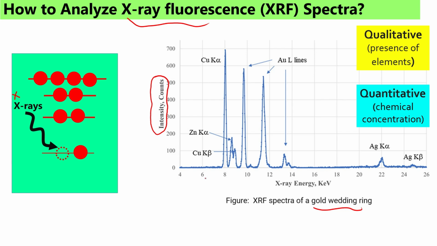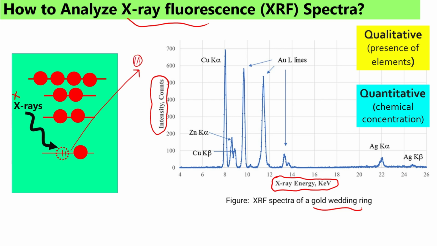Another piece of information is available on the x-axis. This is basically called the X-ray energy in kilo electron volt. This is again the energy of the X-ray fluorescence, not the incident X-ray. Because we know that in XRF, we bombard X-ray on the sample, and because of that bombardment, the core electron ejects from the sample.